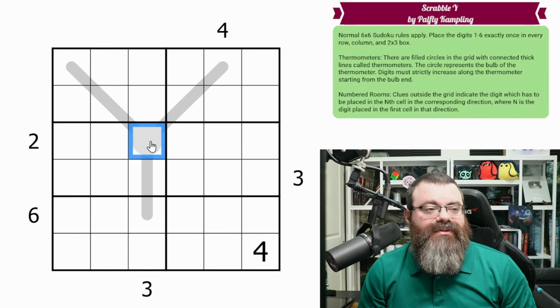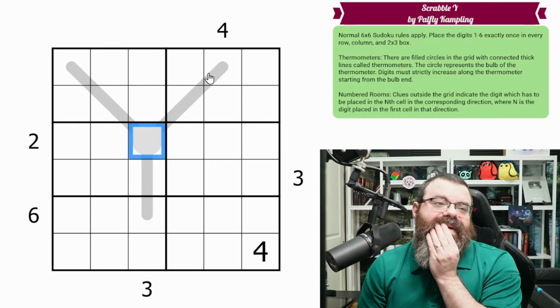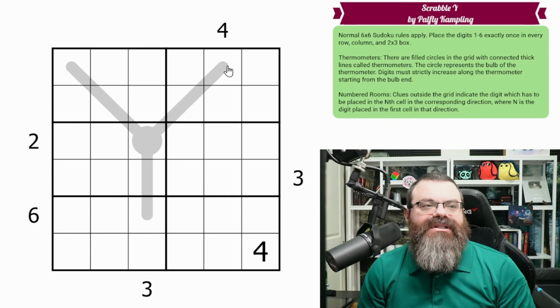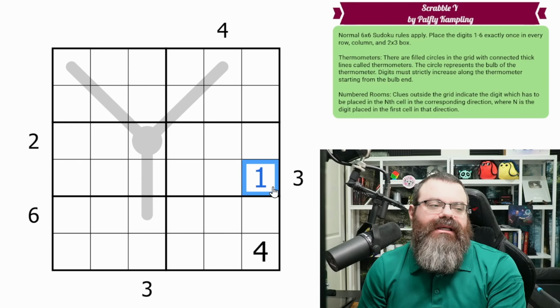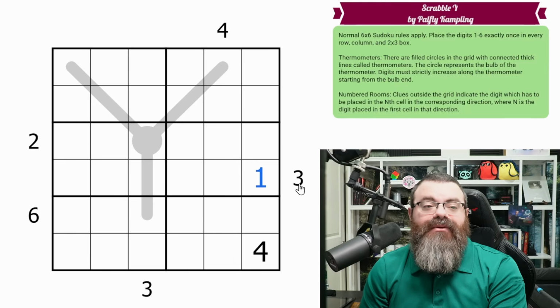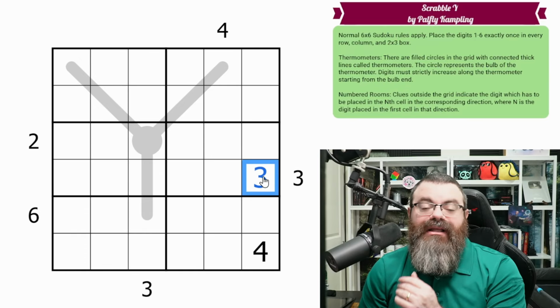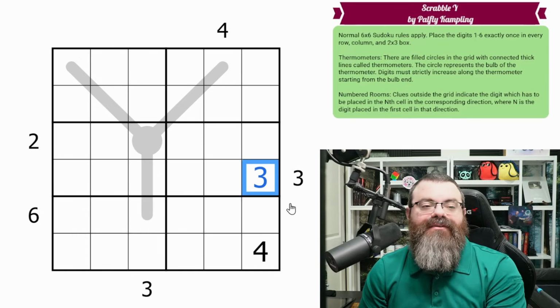Okay, so this thermo is pretty open. So, all right, let's talk about numbered rooms a little bit. First of all, you can't put a 1 next to a numbered room clue that isn't itself a 1. Because this is saying in this cell, place a 3. But there's already a 1 there. We can't put both a 1 and a 3 there. Similarly, we can't put itself next to itself. Again, unless it's a 1. But none of these are 1s. We don't have to worry about it.